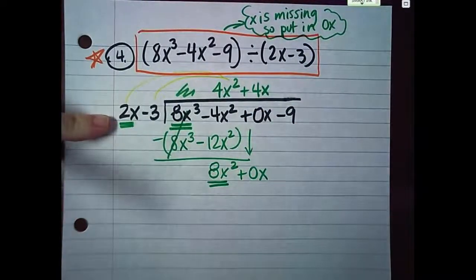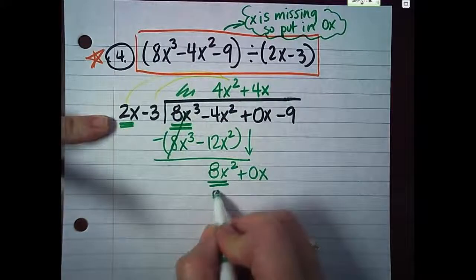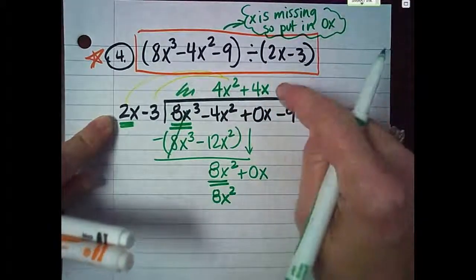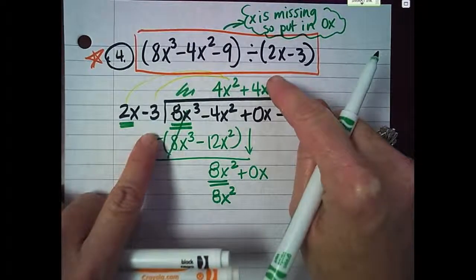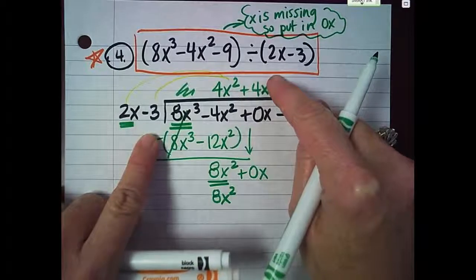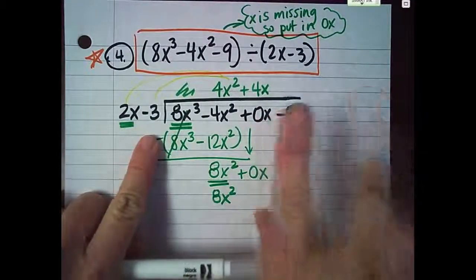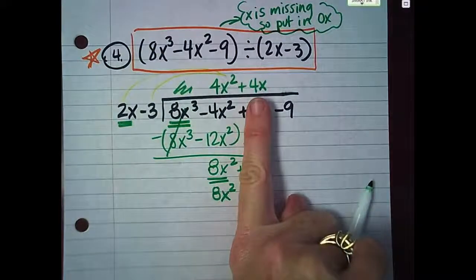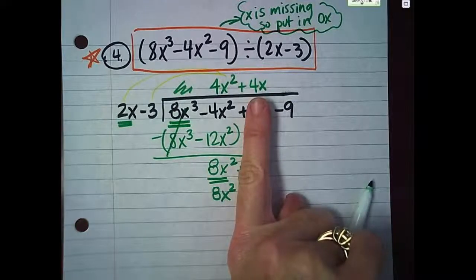Now I'm going to multiply it. 4x and 2x make 8x squared. Watch. What would have happened now? 4x minus 3 is how much? Negative 12x. So if this 0x would have been gone, what would I have brought down? A negative 9. Could I put a 12x and a 9 together? No, they weren't like terms. You see why you had to have a place value. If you don't hold that spot, then you can't combine like terms.